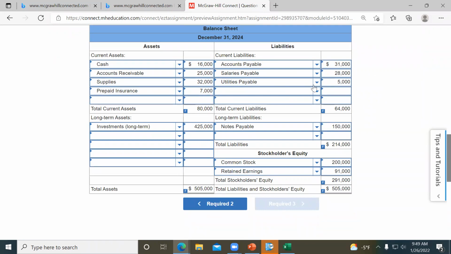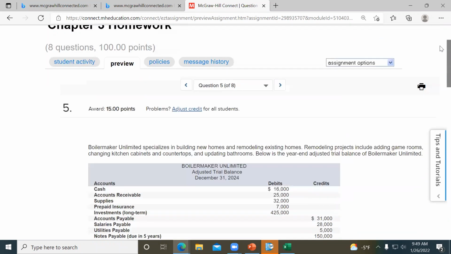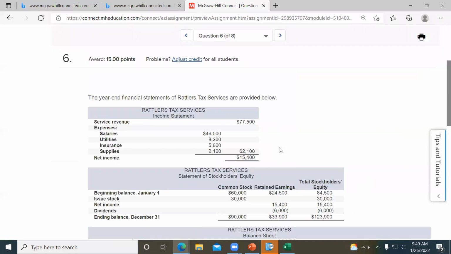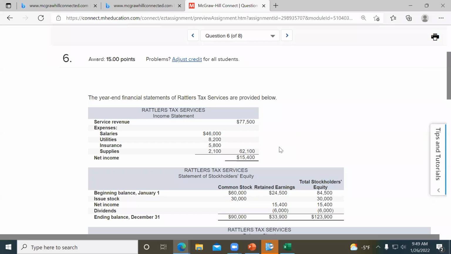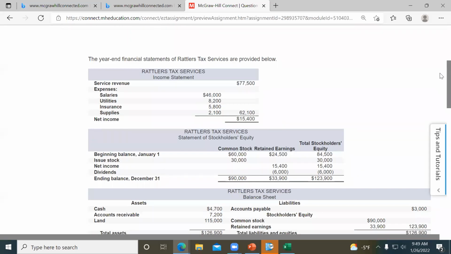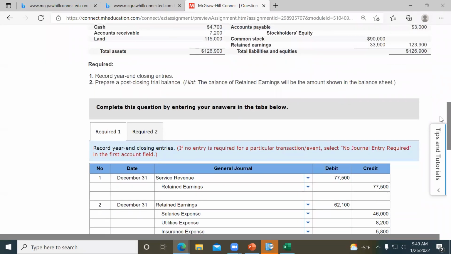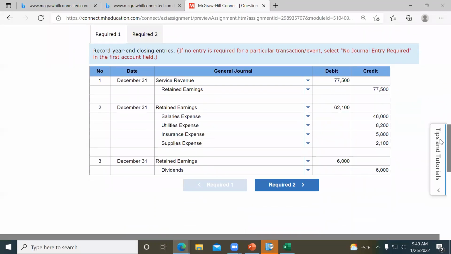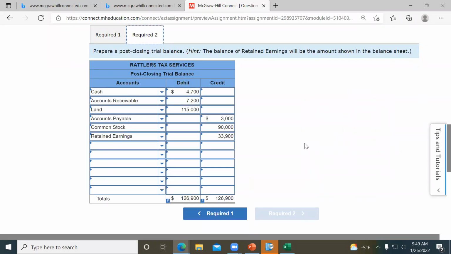Notice current liabilities go up here, those that are payable within a year. Notes payable usually are those that need to be paid over a year. Or I should say accounts payable. Those are usually under like 30 days. And then the notes payable are more. This problem has you creating year-end closing entries. And then creating the post-closing trial balance.